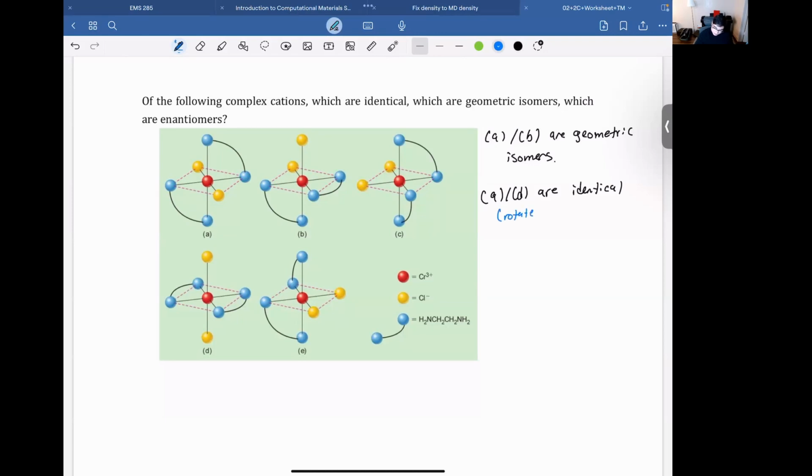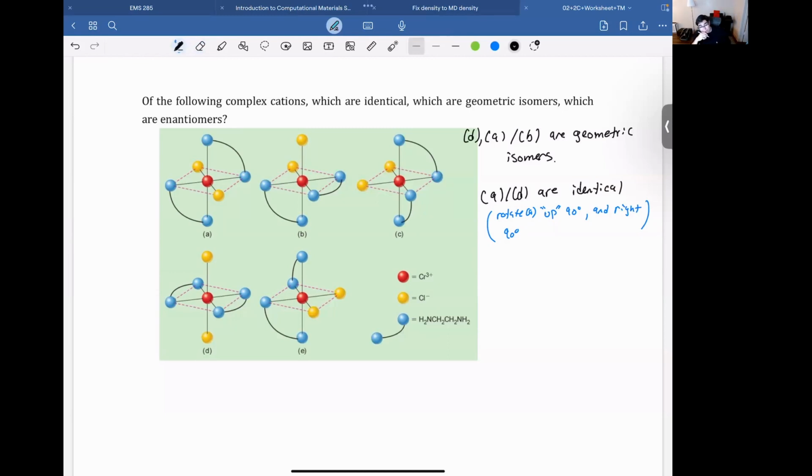So for this one, we would rotate up 90 degrees and right 90 degrees. And let me actually make this more clear. What we did was rotate A. All right. So that also means that D is a geometric isomer to B, because D and A are the same.